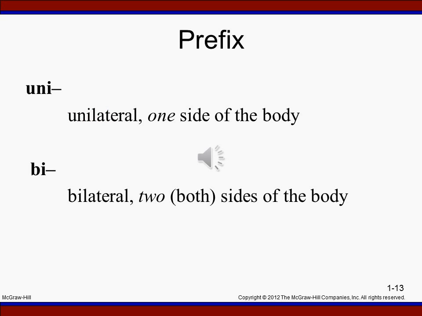Prefixes are located at the beginning of a medical term, and it also can give a number to a term. Like the meaning of the prefix uni, U-N-I, unilateral means one side of the body. And then the prefix bi means two sides. The word bilateral means two sides of the body. Very important to understand how prefixes can expand the meaning of medical terms.